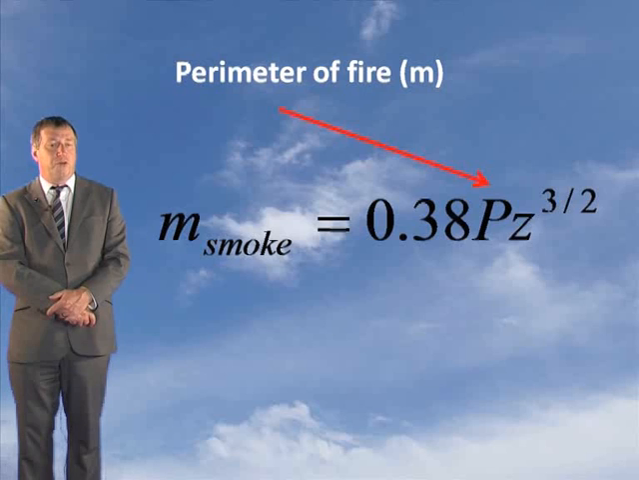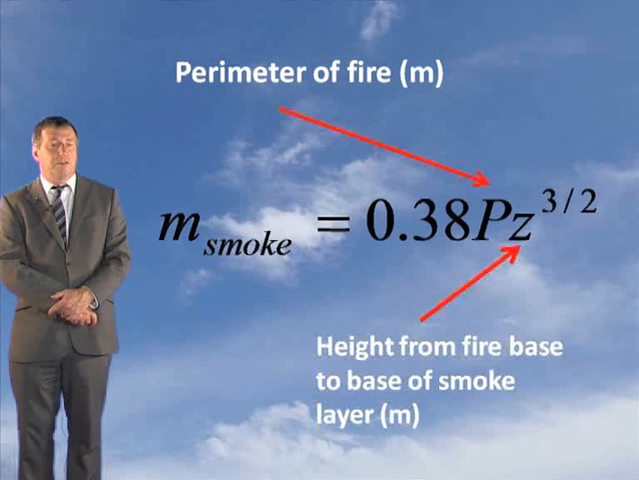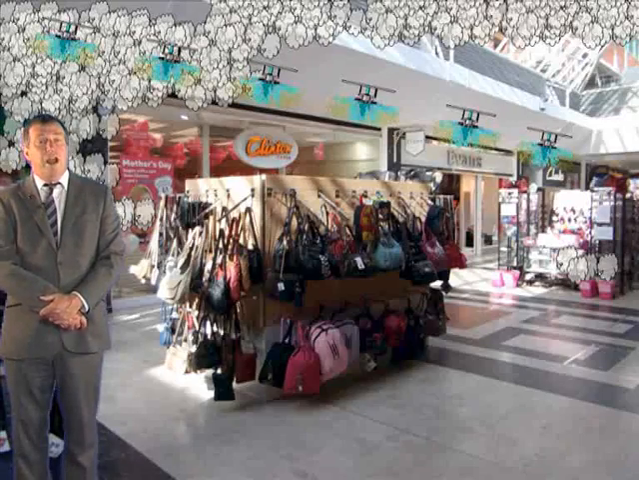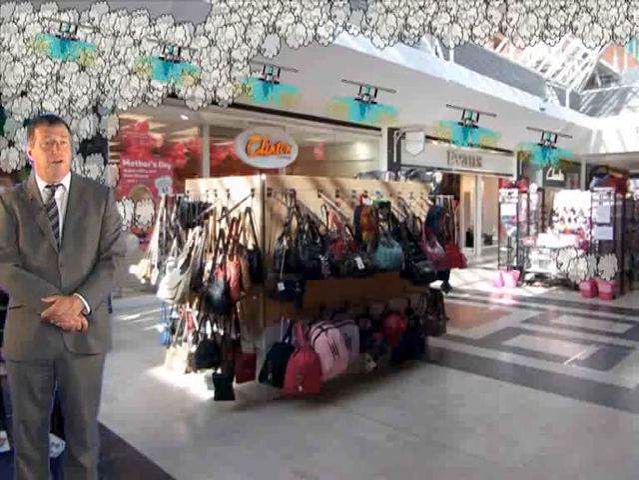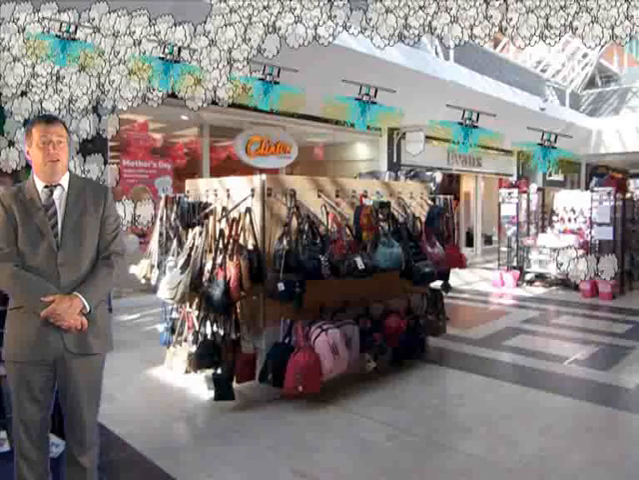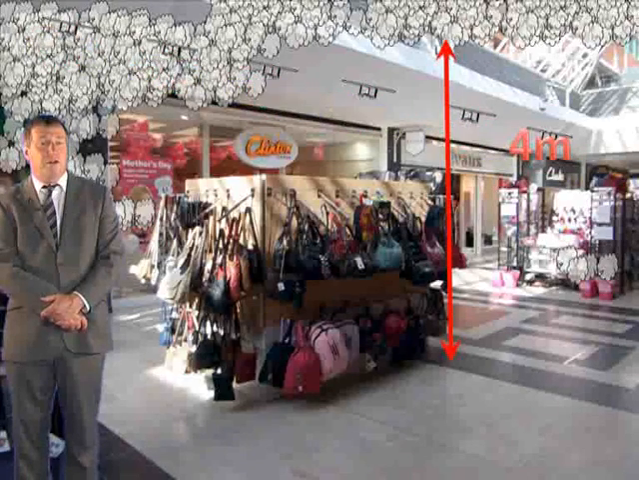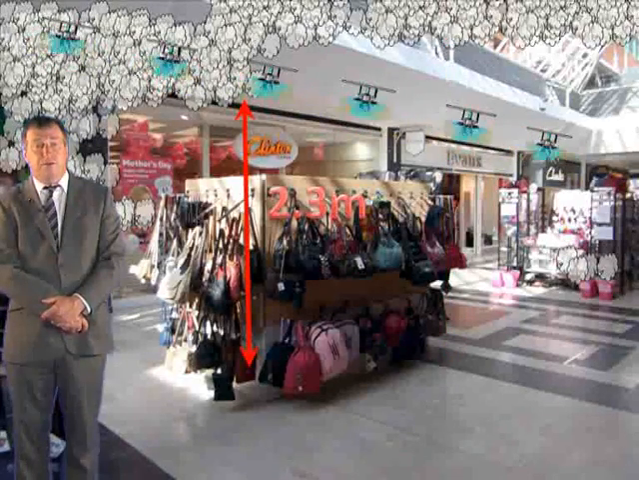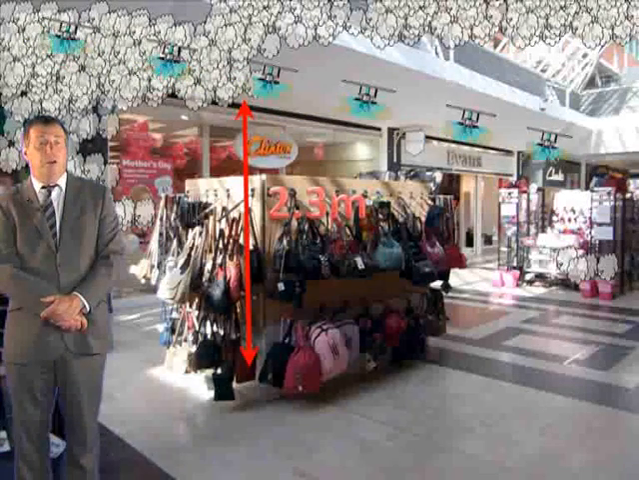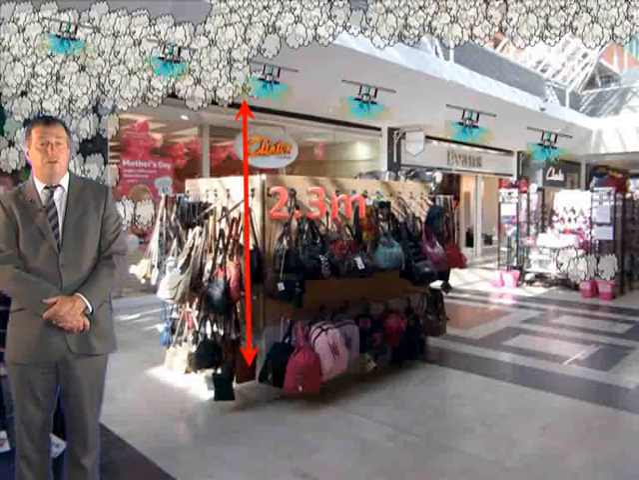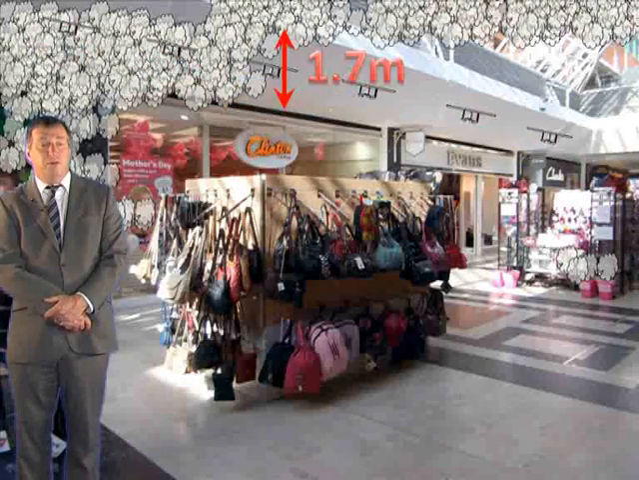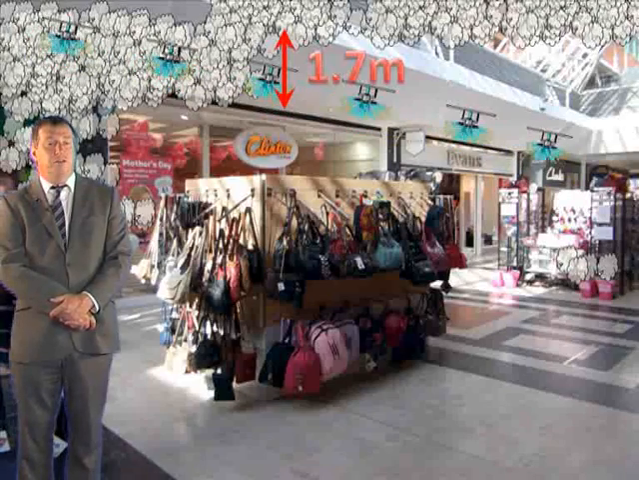P is the perimeter of the fire in metres, and Z is the height from the fire base, that is usually the floor, to the base of the smoke layer, and it's measured in metres. So if we had a shopping mall with standard response sprinklers and a design height for the base of the smoke layer at 4 metres above the ground and the spill edge at 2.3 metres above the ground, we would be satisfied that we could use this model as 4 minus 2.3 equals 1.7 metres, and that's less than 2 metres. So we have a height of rise of only 1.7 metres.